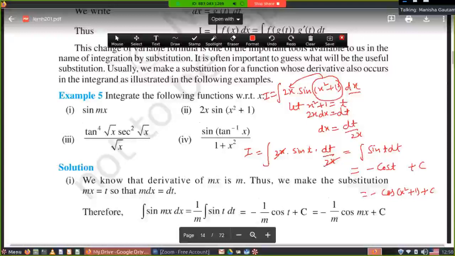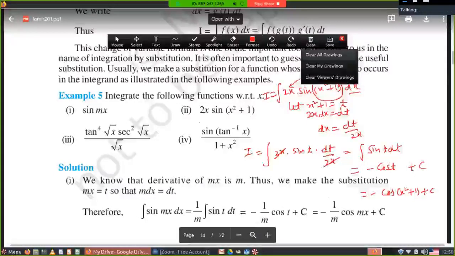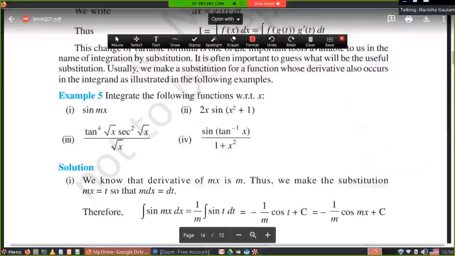Now the next one, the third part. Here is the question: integration of tan to the power 4 of root x, sec square root x upon root x, with respect to x, that is dx. Now what do you have to put? Its derivative is in the question. Now check it.